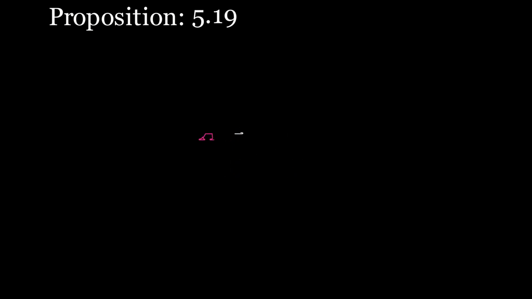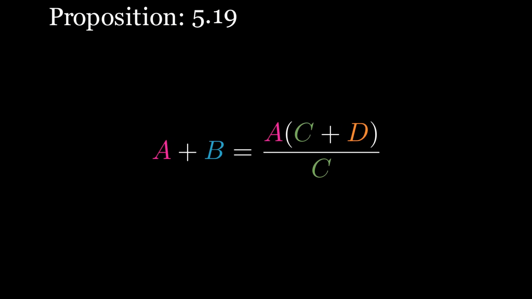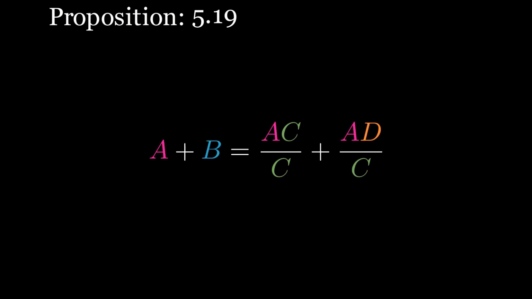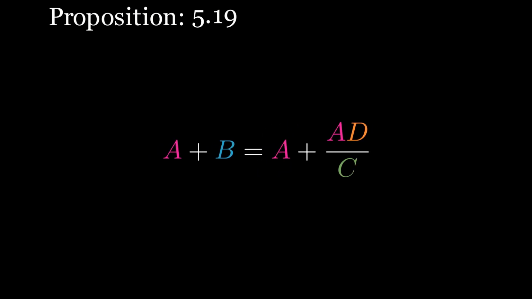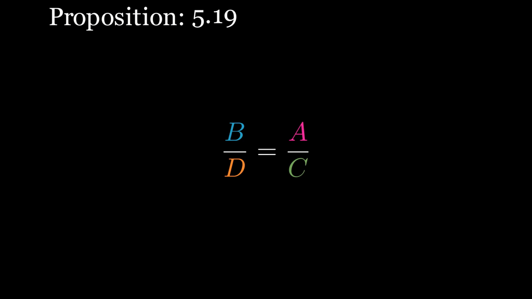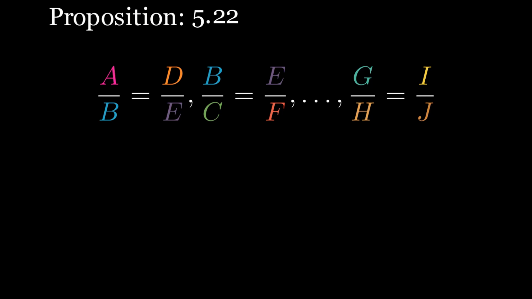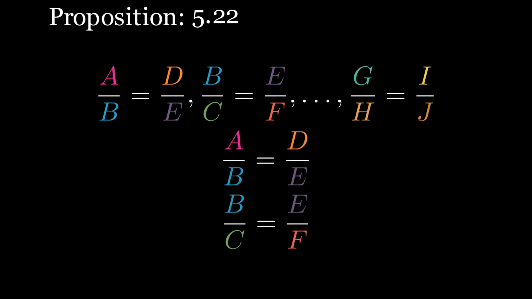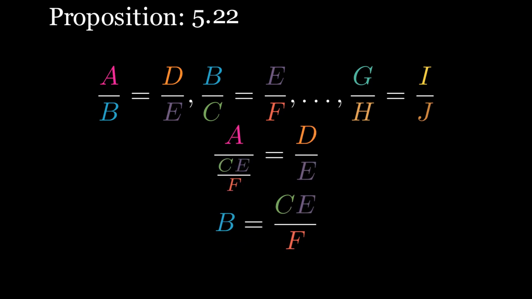In 5.19, if A plus B over C plus D is equal to A over C, we can multiply both sides by C plus D, split the fraction on the right, divide out C, cancel the a's, and divide by d to find that b over d is equal to a over c. Skipping to 5.22, given a set of equal fractions, like so, we can substitute values in from the set until we find that the first numerators over the last denominators are equal.